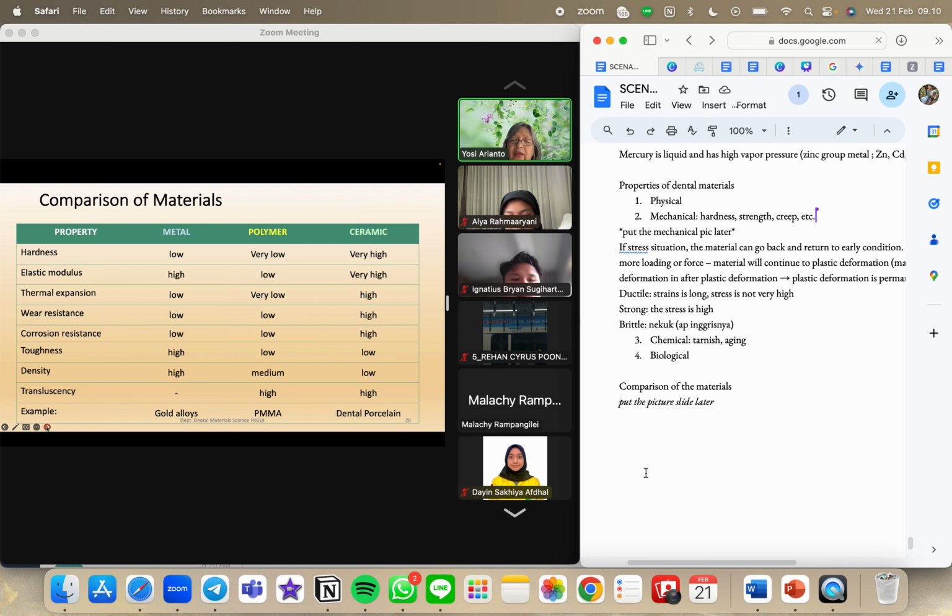Elasticity, metal is high, it means they are rigid. Polymer is low, means they are very elastic. And ceramic very, very high means that they are very rigid. And also there are optical properties here. You can see that the metal has no translucency. It is seen only in polymers, which is very high, and ceramic, it is also very high. Okay.